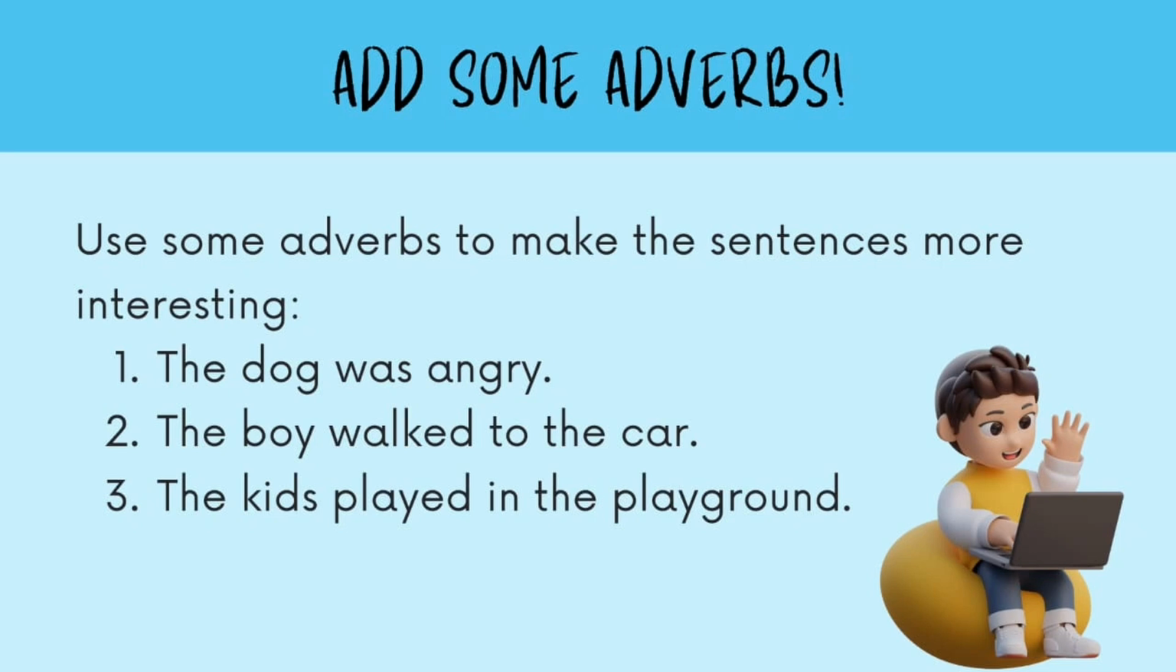Okay, the boy walked to the car. How? You can tell us the boy walked to the car slowly. The boy walked to the car quickly. The boy walked to the car angrily. The kids played in the playground excitedly. You can also say the kids played in the playground happily. Those are adverbs of manner telling us how the kids played.